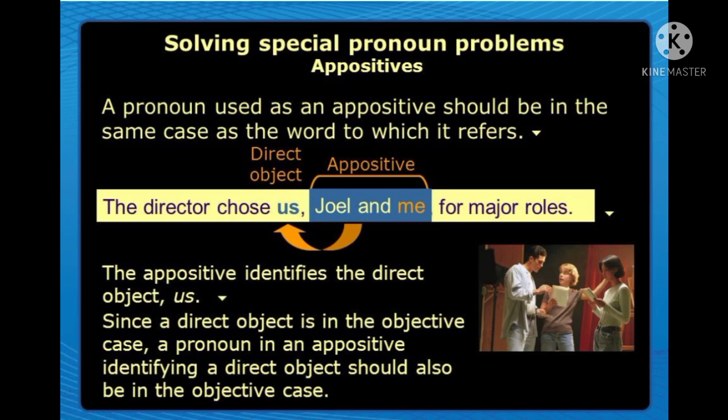A pronoun used as an appositive should be in the same case as the word to which it refers. Example, the director chose us, Joel and me, for the major roles. The appositive identifies the direct object us. Since a direct object is in the objective case, a pronoun in an appositive identifying a direct object should also be in the objective case.